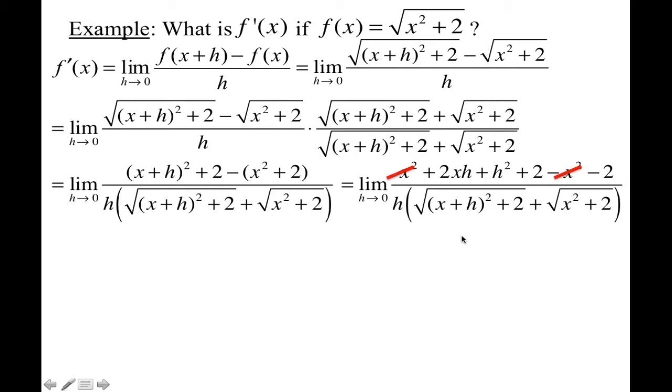The x squareds cancel, and so do the 2's. Now I can see that my remaining terms have an h, which is what you want to happen, so you can factor out an h.